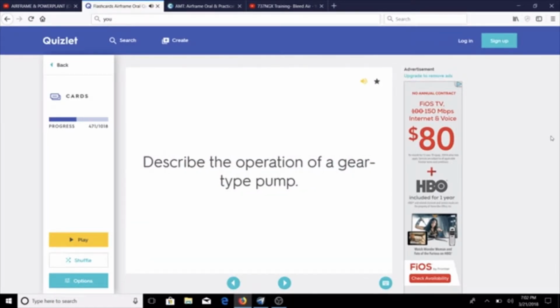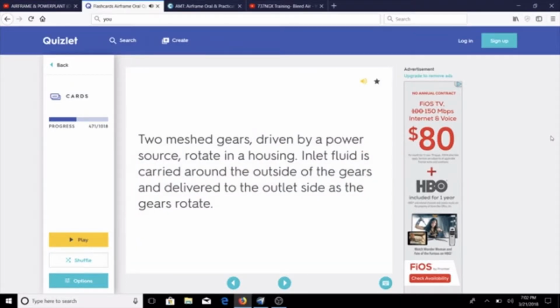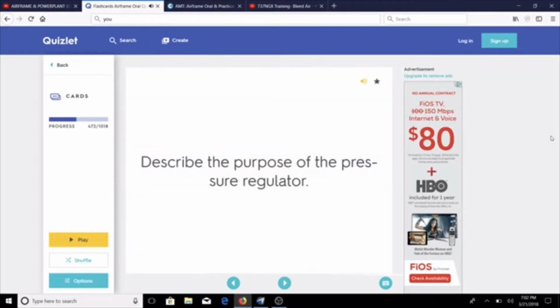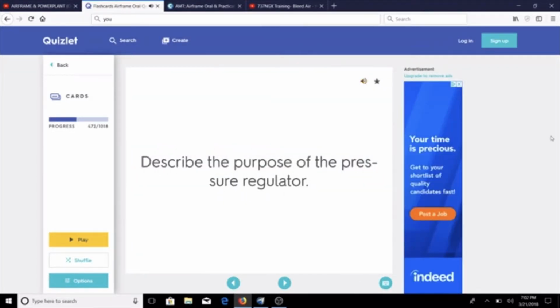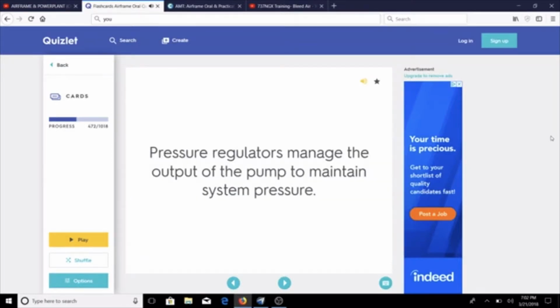Describe the operation of a gear-type pump. Two meshed gears driven by a power source rotate in a housing. Inlet fluid is carried around the outside of the gears and delivered to the outlet side as the gears rotate. Describe the purpose of the pressure regulator. Pressure regulators manage the output of the pump to maintain system pressure.